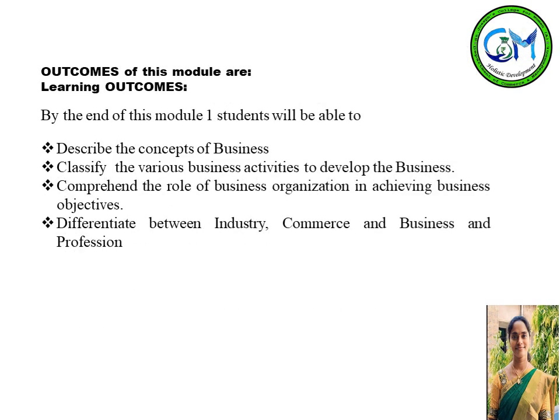What are the major outcomes of this module we are going to learn? Those are the learning outcomes. By the end of this module 1, the students will be able to describe the concepts of the business, and they can classify the various business activities to develop their business, and they can comprehend the role of business organization in achieving business objectives, and differentiate between industry and commerce, and business and profession also.